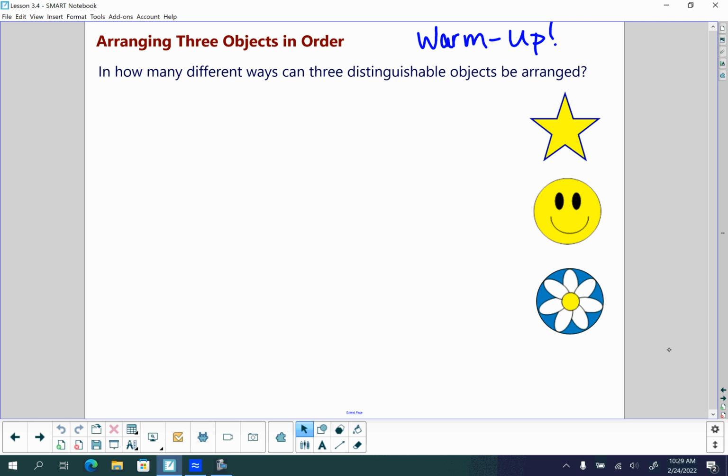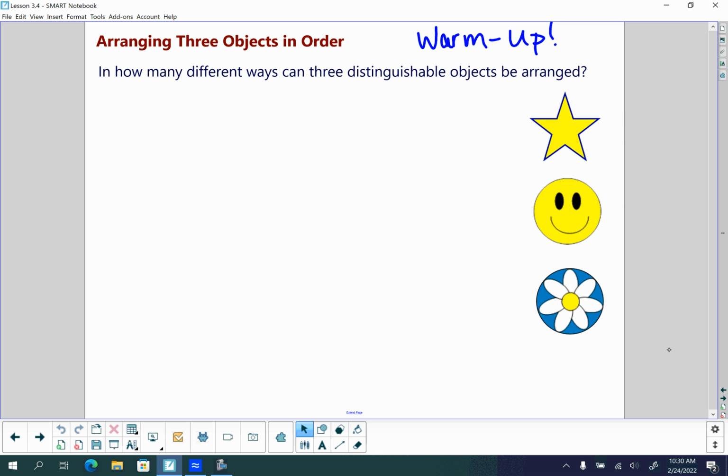Start with the star. You could do star, smiley face, flower, or star, flower, smiley face. Okay, and then you can do the same thing with the other two objects. Like you could start with the smiley face and then do star, flower, or flower, star, and then start with the flower first. So 6 total.